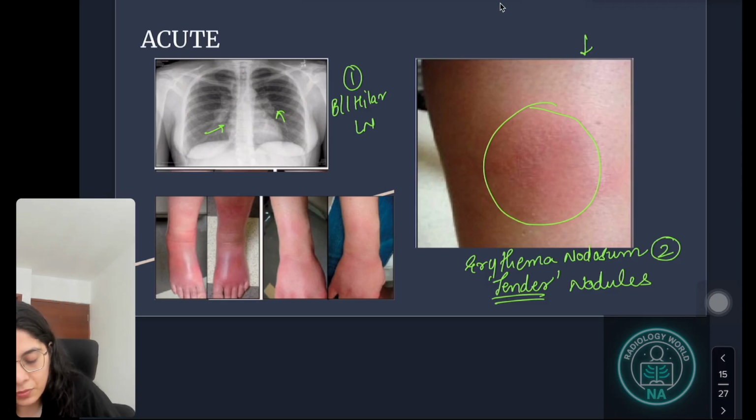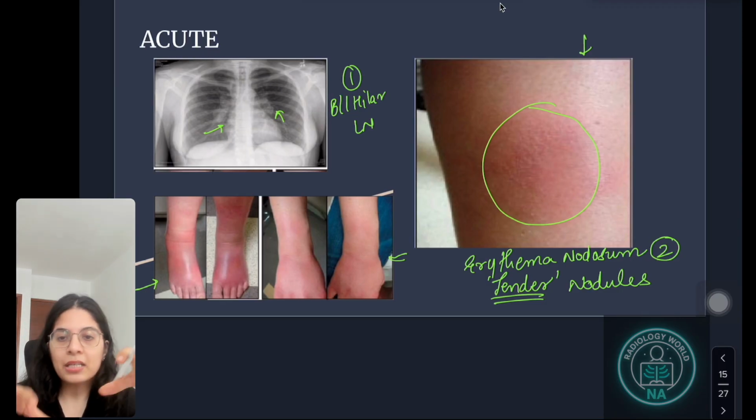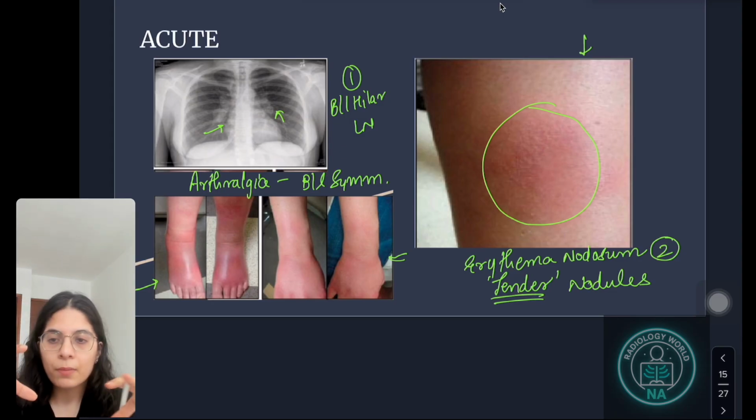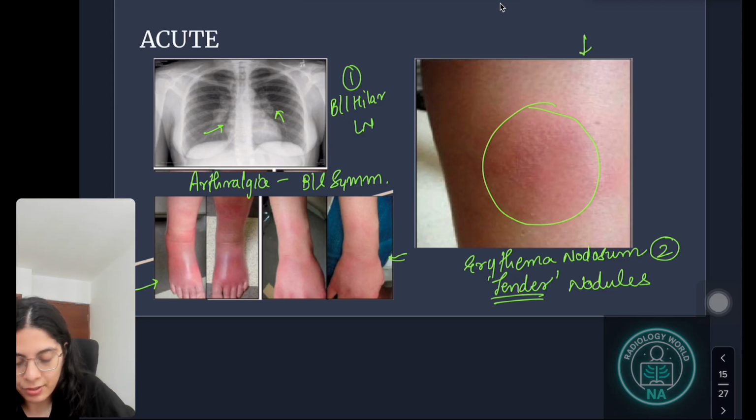The third thing over here, you can see that this is the ankle region, and this is the wrist region, and these are very red. They are looking inflamed. So this is basically your arthralgias. So this is arthralgia, which is bilaterally symmetrical. Characteristically, when we talk about this particular syndrome which I am going to discuss, this is very characteristically seen in the ankle region.